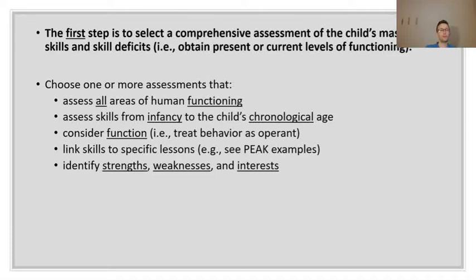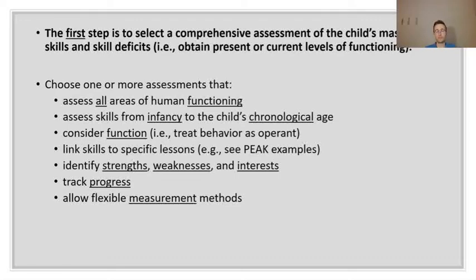And also choose 1 or more assessments that identify strengths, weaknesses, and interests of the child or the client. Try to choose 1 that tracks progress in some way, and 1 that allows flexible measurement methods. For example, allows you to use both indirect assessments, so you can ask people if the child can do a particular skill or for particular behaviors in their repertoire, or you can also observe for yourself to see if the child can perform the skill or the behavior.